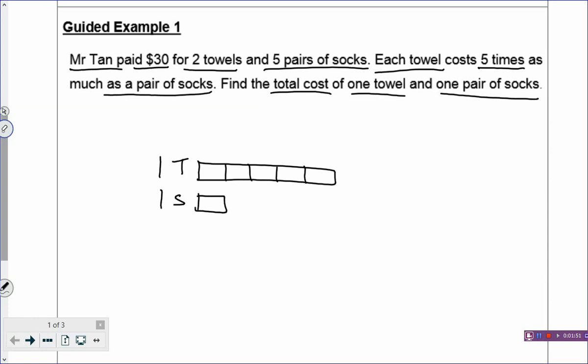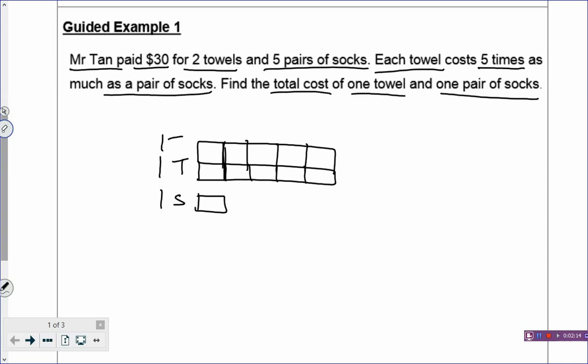Alright, now you can draw the stacking model. You can stack up. So Mr. Tan paid $30 for 2 towels, so you stack up, you draw 1 more row on top, and you also cut the rectangles to make them look all equal boxes. So basically, what are you doing? You are cutting the model into equal boxes, right? Making units of the model.